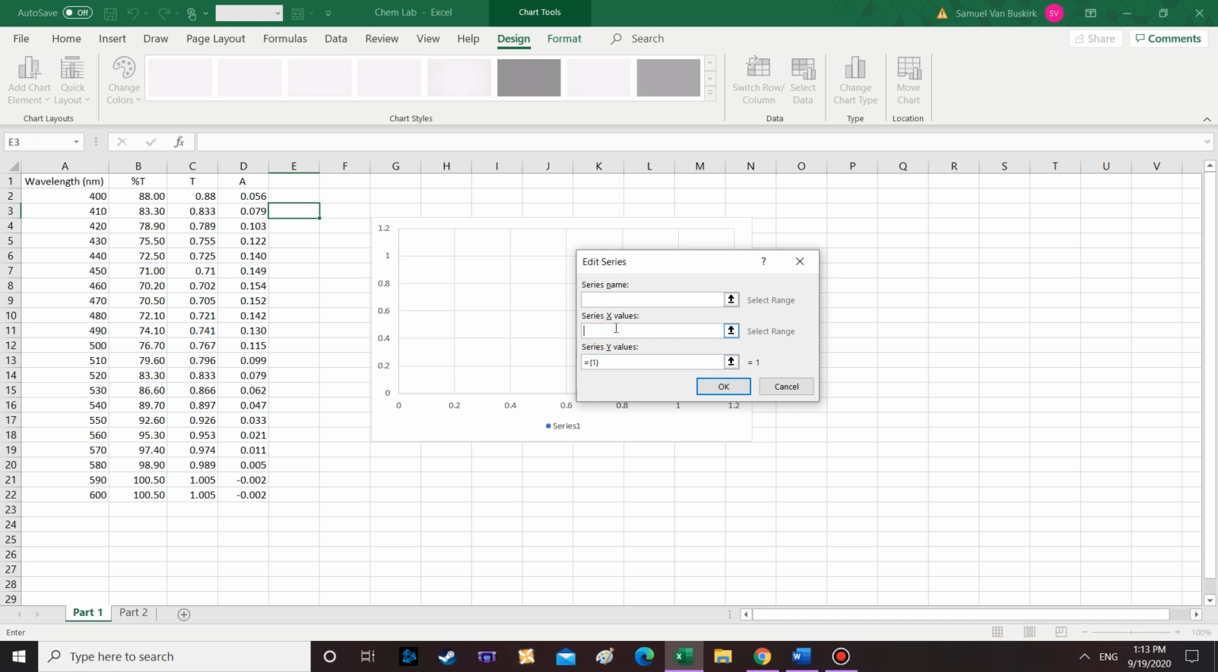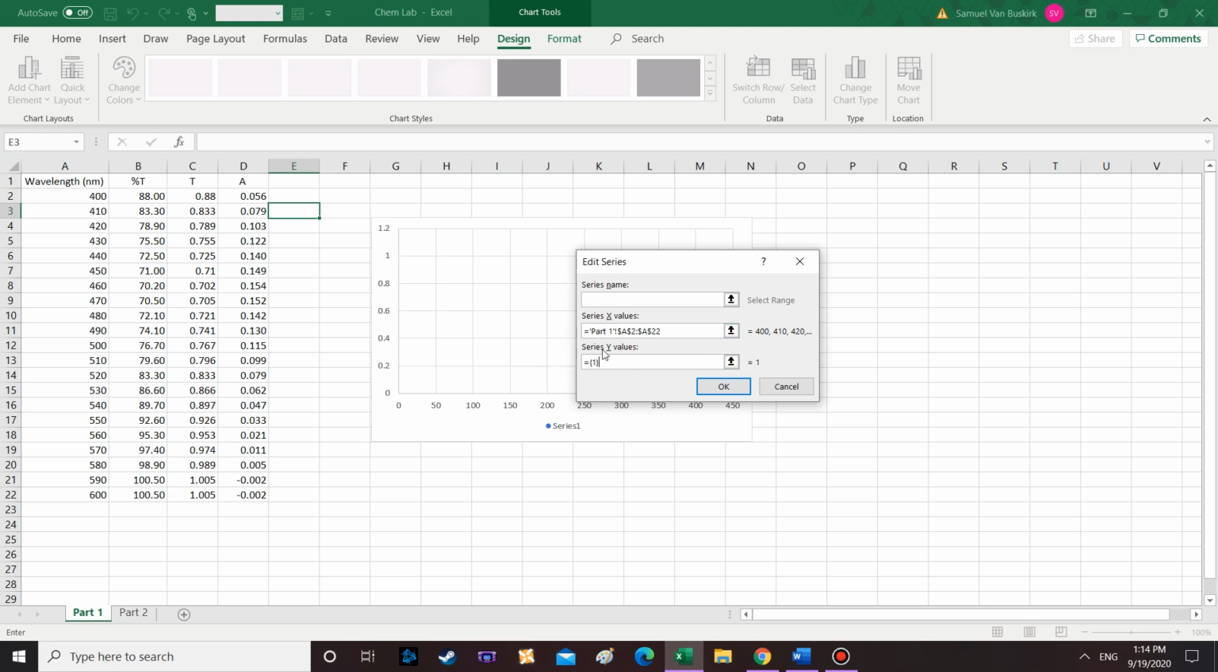So let's start with the x-axis. In our x-axis, we're always going to have our independent variable, or what we know, right? So it's not going to be something that we're measuring, it's going to be something that we control during the experiment. In this case, what we controlled was our wavelength, right? You input the wavelength into the spectrometer and then just measured %T from that. So this is going to be our x-axis. So I put my cursor in this box, highlight all of these, and there we go. So that's all set. As you can see, all of those cells are now included in here, in this mess of letters and dollar signs.